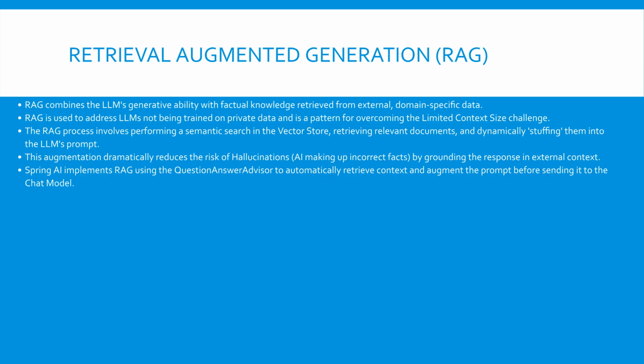This process is essential for ensuring the AI's answers are accurate, grounded in your data, and less prone to making up false information, a problem known as hallucination. Spring AI handles this complex workflow efficiently, using the question-answer advisor.